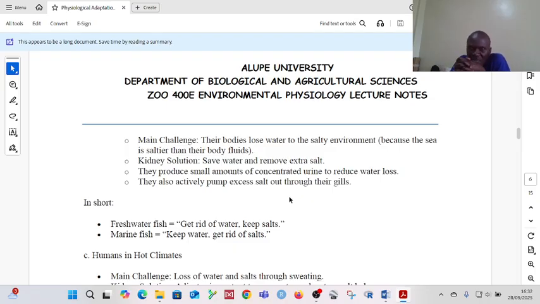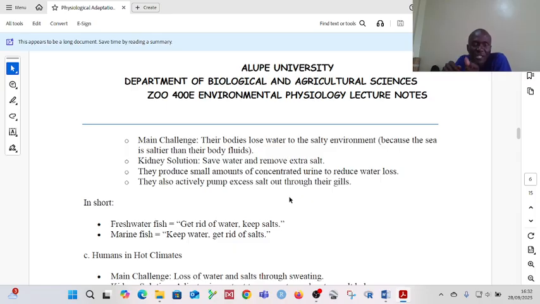Equally, these marine organisms, fish in this case, also have active salt pumps within their gills. What these salt pumps do is help to actively pump excess salt out of their bodies.